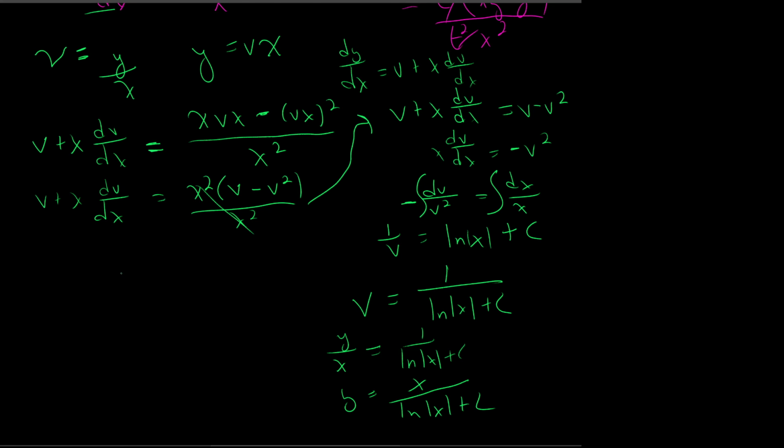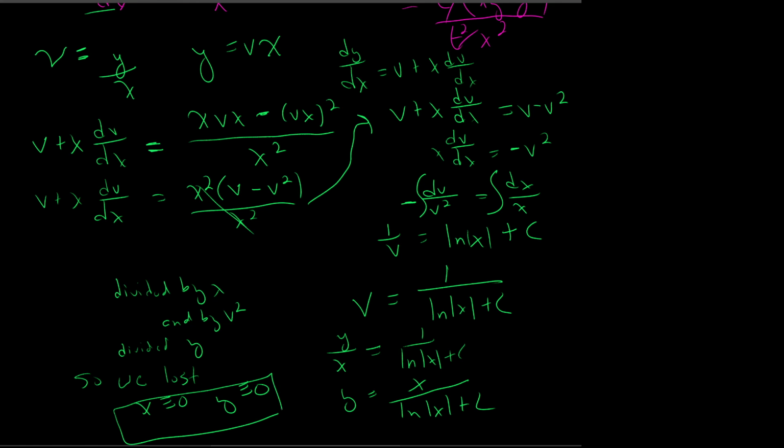Now some things to note. We divided by x and by v squared, which meant we divided by y. So we lost solutions where x is 0 and y is 0. And so we have to keep these in mind for our solution sets and possible solutions. And that is homogeneous equations. Ratios of y to x.